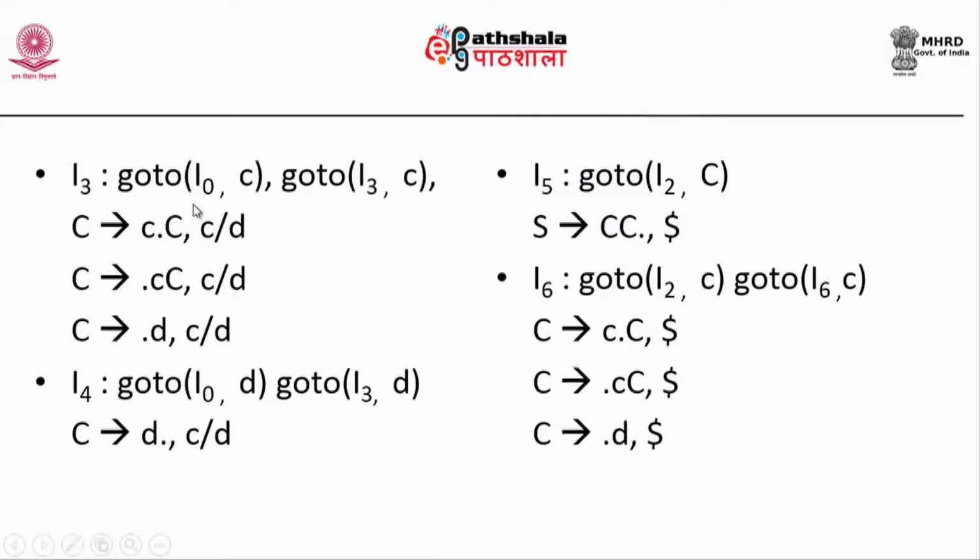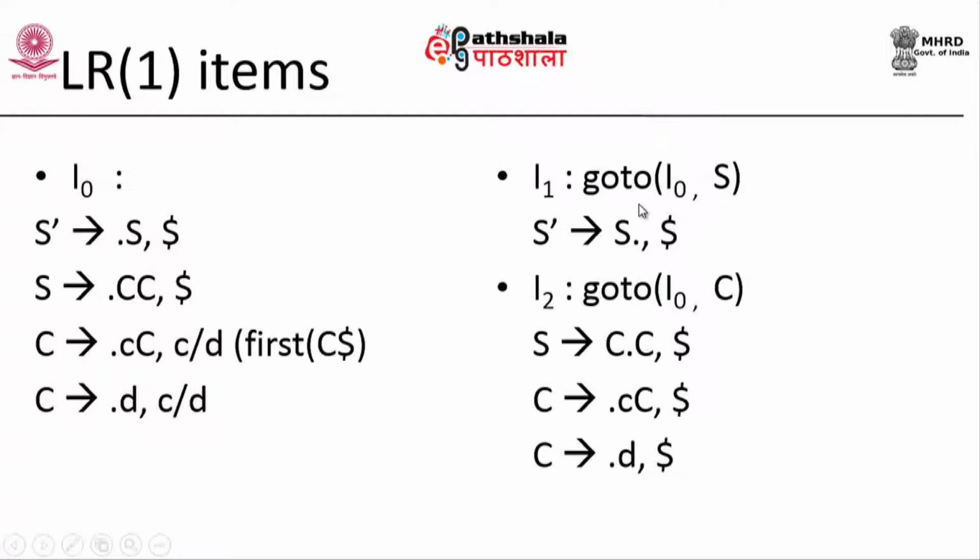Now, this is my capital B, beta is epsilon, A is again c slash d. So, I have to add the productions of capital C with c slash d as the end marker. So, C produces dot CC comma c slash d, C produces dot D comma c slash d. So, I4 will be goto of I naught comma D, which is again C produces D dot comma c slash d, and I5 will be... so I am done with I naught.